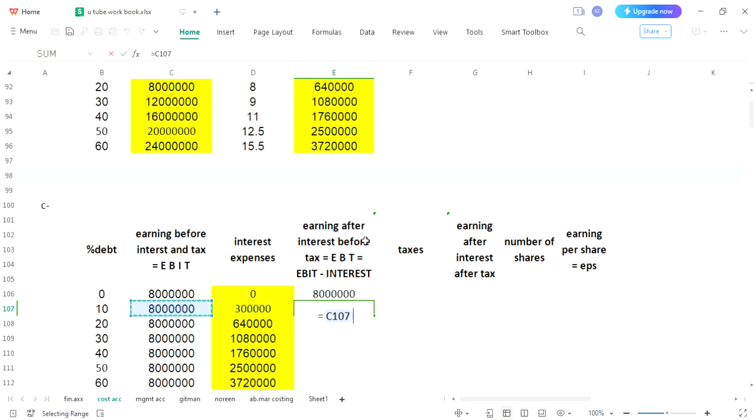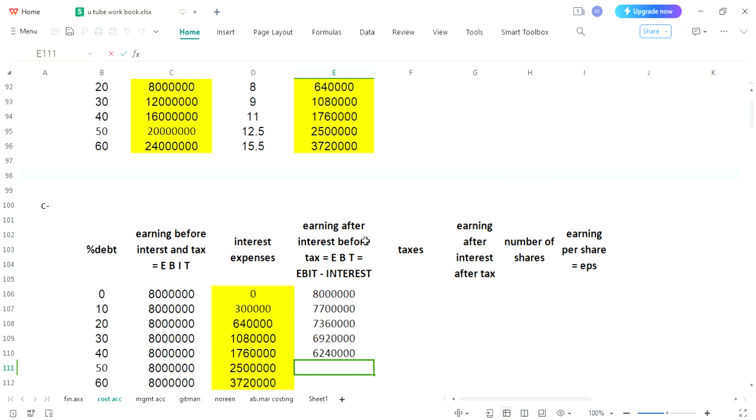8 million was the amount of EBIT. You will subtract your amount of interest. So earning after interest is calculated as 7 million 70 lakh. And then for the third part, 8 million was EBIT, amount of interest 6 lakh 40,000. We have got our earning after interest. Next, we have 8 million amount of EBIT, subtract interest. To calculate the next earning, we need earning before tax and then subtract the amount of interest. Sorry, it is earning after interest.